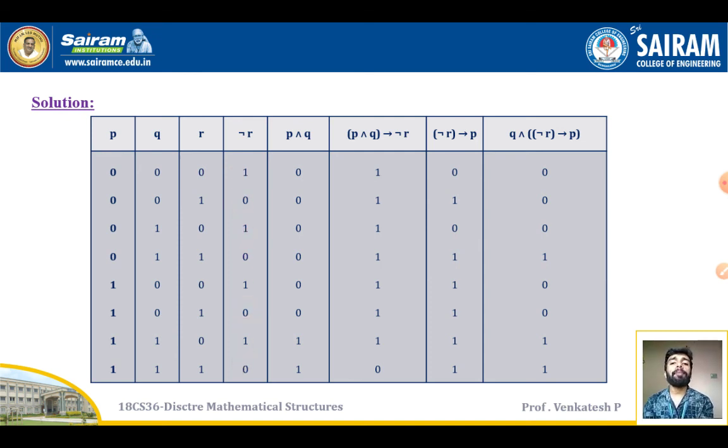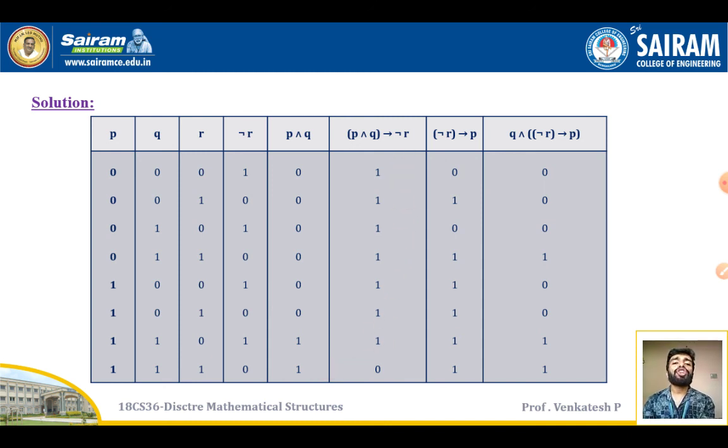Now I am going to find P and Q. I am going to apply the logical connective between the two propositions P and Q. So we get 0 0 0 0 0 0 1 1. Next, P and Q implies negation R. Between these two, 0 implies 1 is true, 1; 0 implies 0 is true; 0 implies 1 is true; 0 implies 0 is true; 0 implies 1 is true; 0 implies 0 is true; 1 implies 1 is true; 1 implies 0 is 0. So all the values will be 1 except the last one.